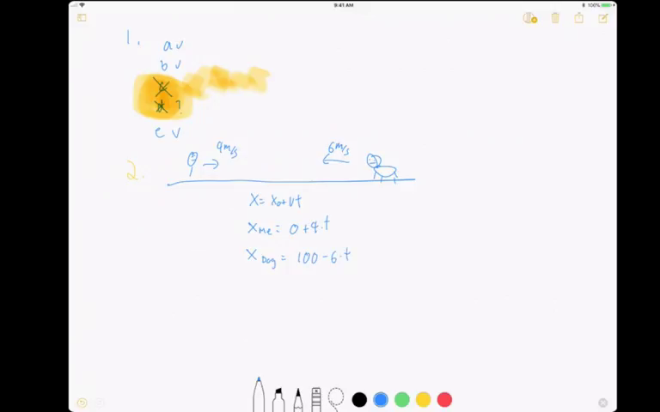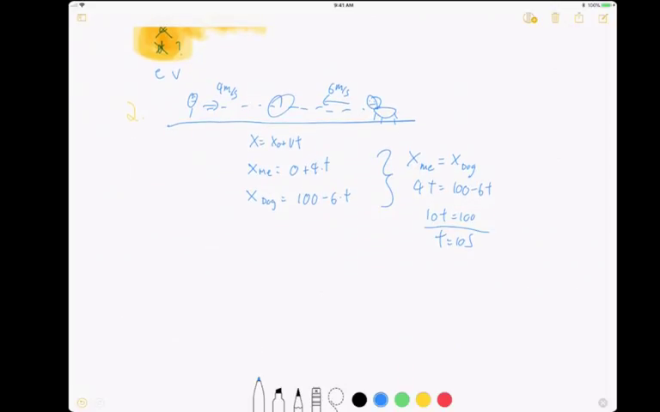And so the question is, when do they meet? When does my position equal the dog's position? Because I'm going to go closer in this way, and the dog's going this way, and eventually we'll hit each other. 4t is equal to 100 minus 6t. So this is 10t is equal to 100. t is equal to 10 seconds. And so the question is, where am I at 10 seconds? So this is 0 plus 4 times 10. x is equal to 40. So the answer is A, 40.